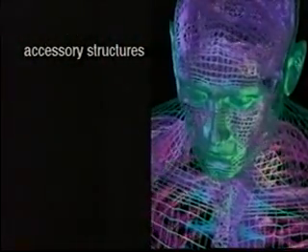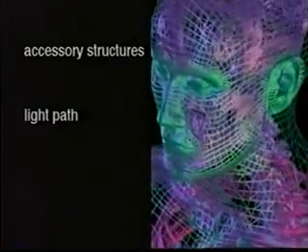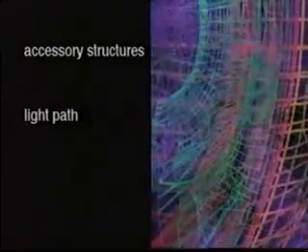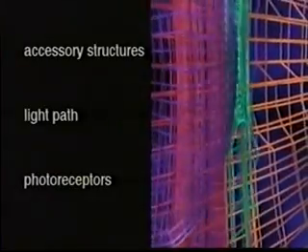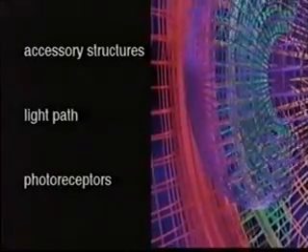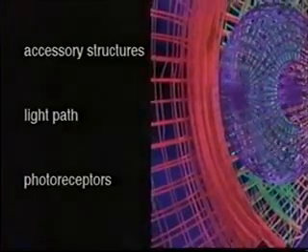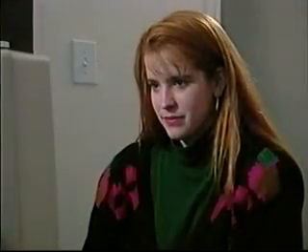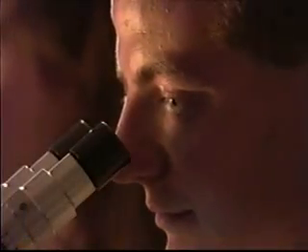First, we will look at the accessory structures of the eye. Then we will examine the path that light travels through the eye. And finally, we'll examine the retina and the special cells that detect light, the photoreceptors. Our eyes are protected, lubricated, and supported by accessory structures. The most obvious of these are the eyelids. By closing, eyelids protect the surface of the eye, keeping it both lubricated and free of debris. Also, the eyelids have glands that secrete oily substances, which further protect the eye.